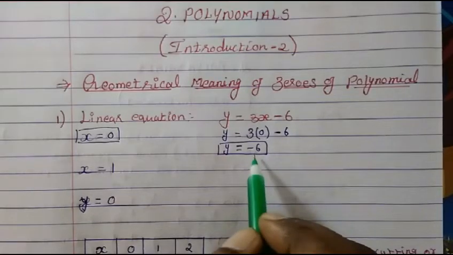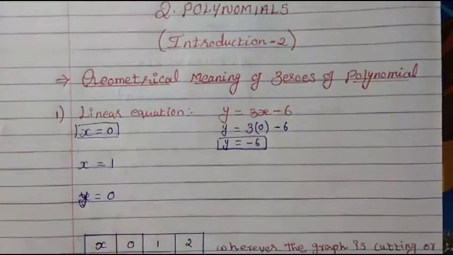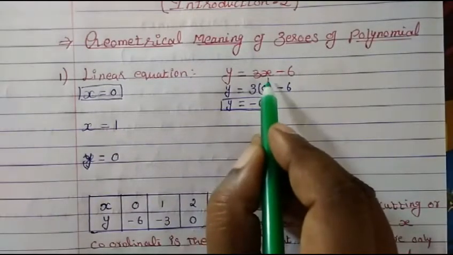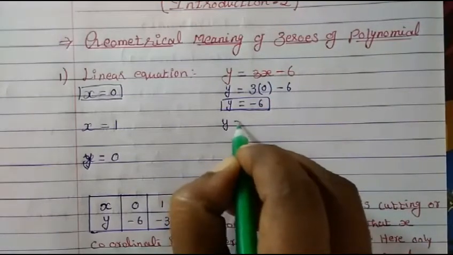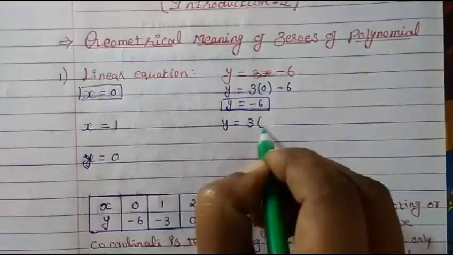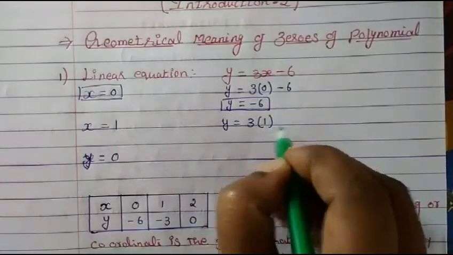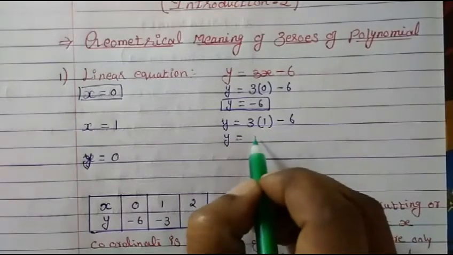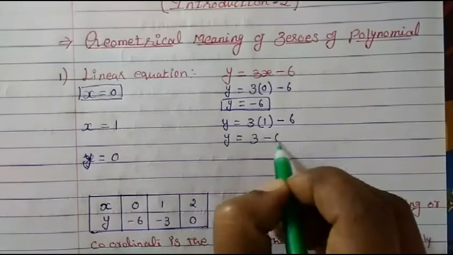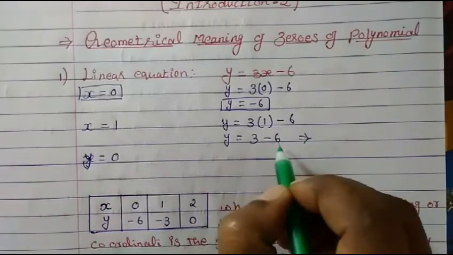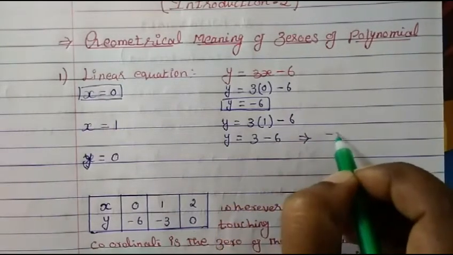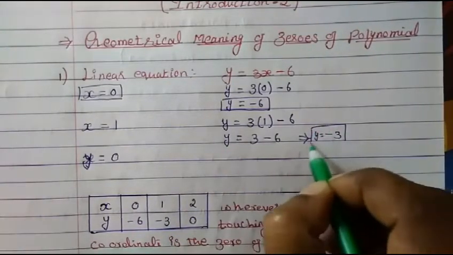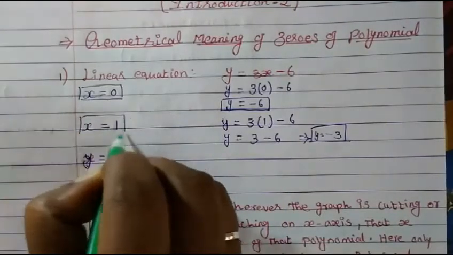Now same way, x equal to 1 I have taken. Where x is there, we'll put 1. So y equal to 3, and in the place of x I am writing 1, then minus 6. So y equal to what will I get? 3 into 1 will be 3, minus 6 will give minus 3. So my y value is minus 3 when I took x as 1.